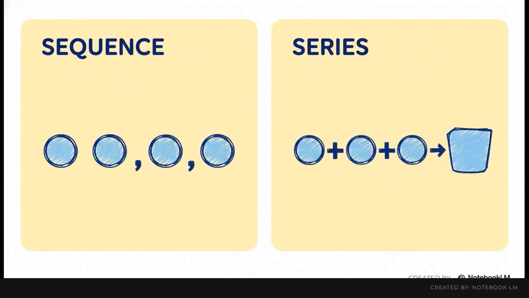First, a quick vocabulary check. What's the difference between a sequence and a series? It's simple. A sequence is the list of numbers, with the commas in between. A series is what you get when you change those commas to plus signs and actually add them all up. So sequence is the list, series is the sum.